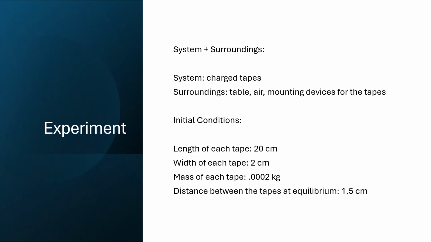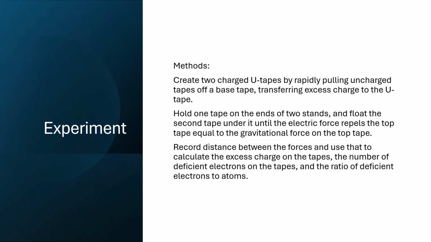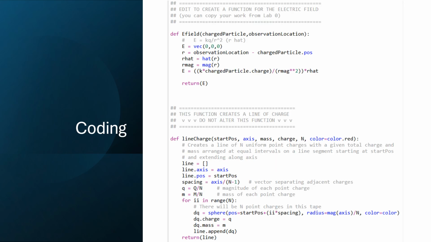And the experiment: the system is the charge tapes, and the surroundings are this stuff. Those are the initial conditions. The experiment is just the same experiment from Lab 1, just recounting it here. The methods are from the Lab 1 experiment, which this lab isn't really based on.